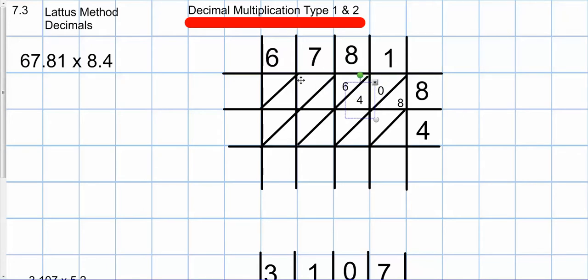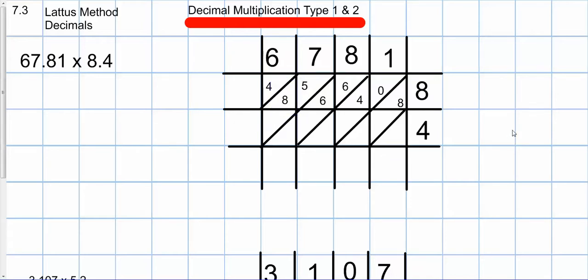7 times 8 is 56. 5, 6. Now you notice I'm always putting the tens place up top and the ones place down below. So 6 times 8 is 48. Adjust those a little bit.